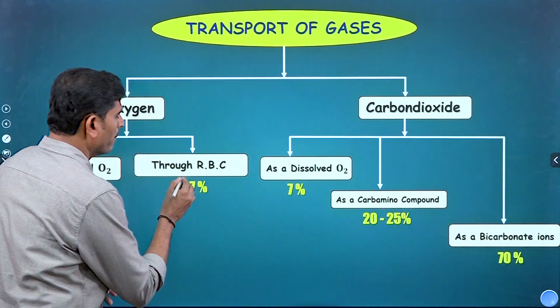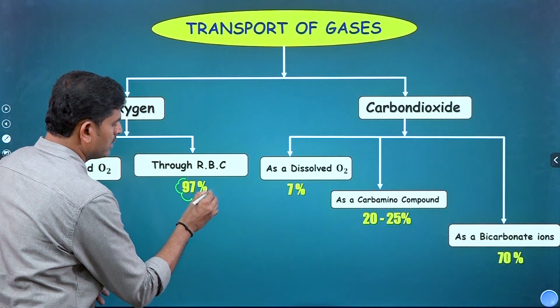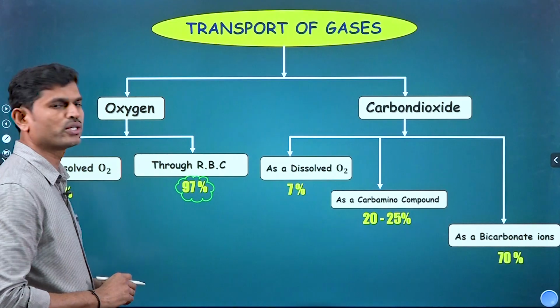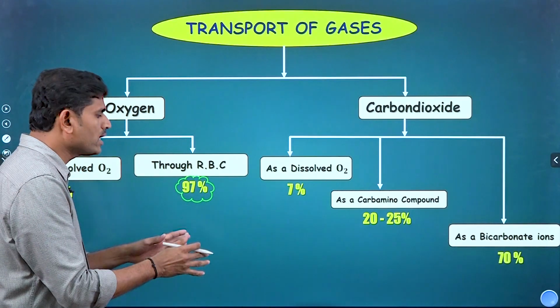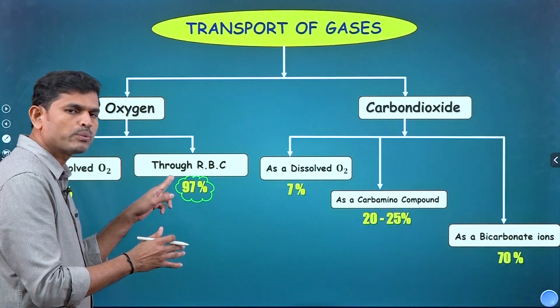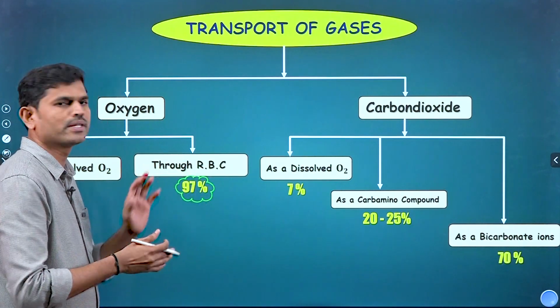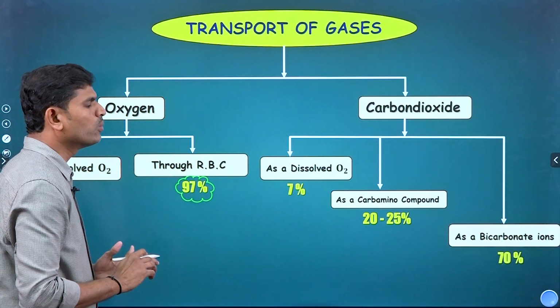This is the major share, the major percentage. So oxygen is majorly transported through RBC. Okay, so this is O2 transport.